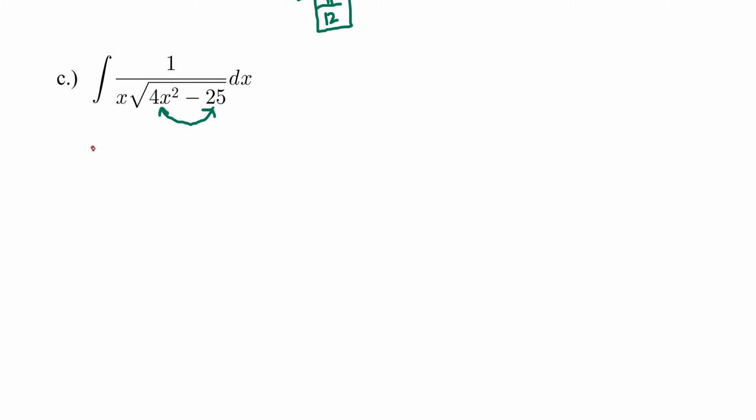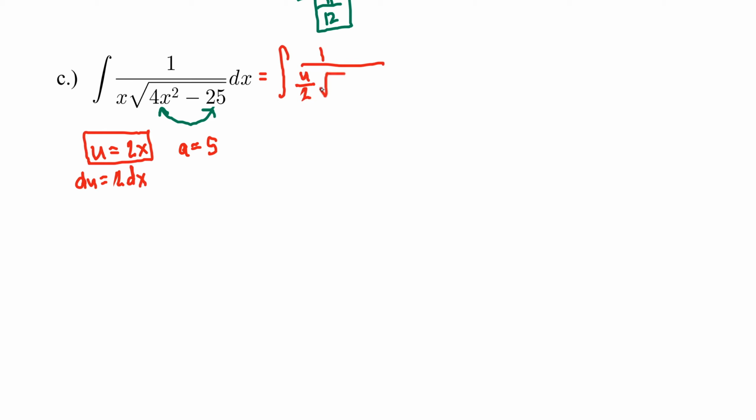So for this problem, u is going to be 2x, the square root of that first term. A is going to be the square root of 25, which is 5. Du then is 2 dx. So let's rewrite our integral now in terms of u. We have 1 over x. Now x, if I solve for x in this formula, x is u over 2, and we have the square root of 4x squared, which we're going to rewrite as u squared, minus a squared, or 5 squared.